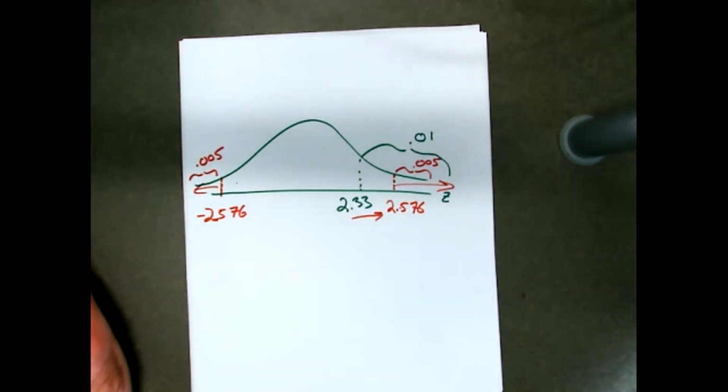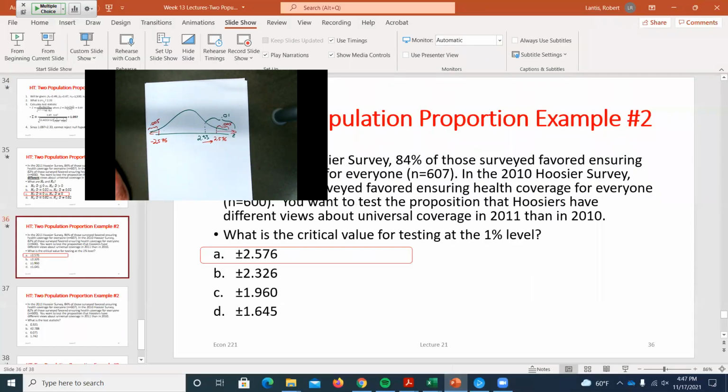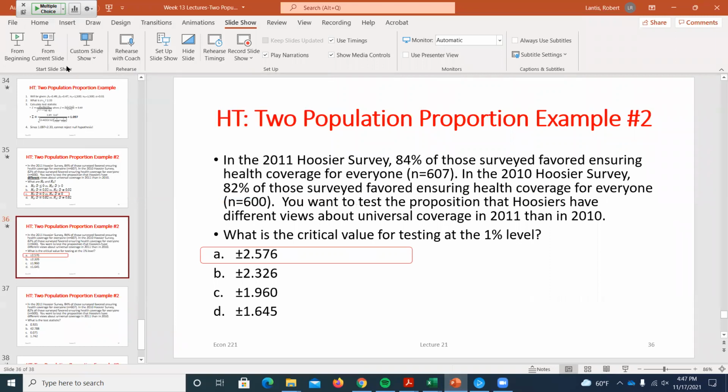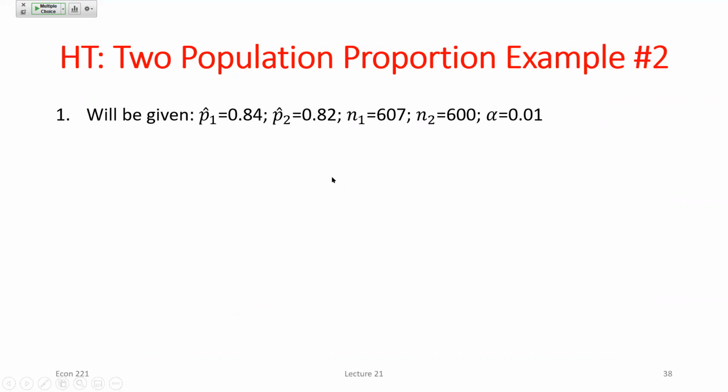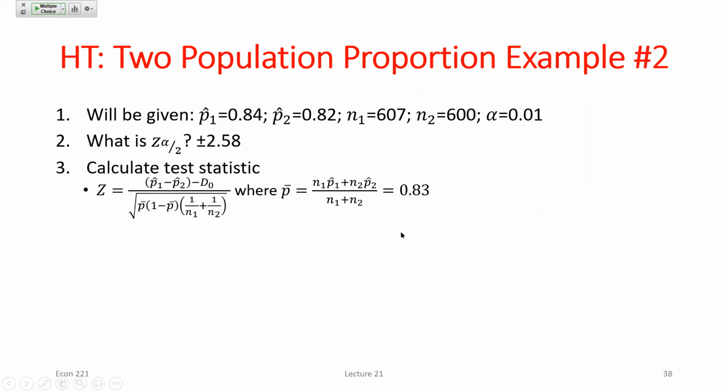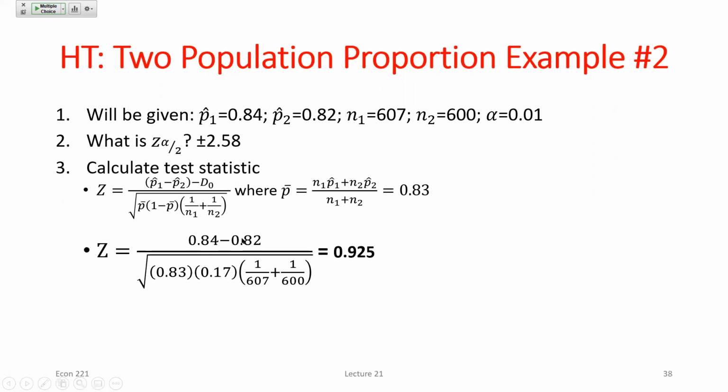So here, we're just going to go back to the information given to us. We have our sample proportions and our sample sizes. That's really all we need to calculate the test statistic for two sample proportions. I can calculate that P bar, the intermediate step here. So plug in 0.84, 0.82, 607, 600. I get about 0.83, plug that in for my P bar value. Plug in my sample size and my sample proportion.